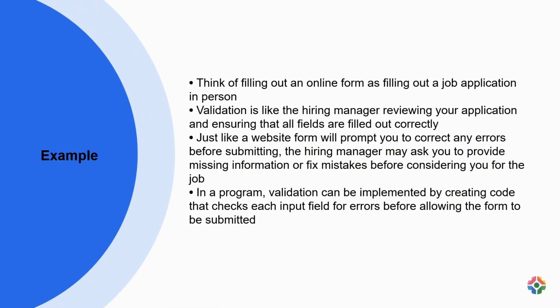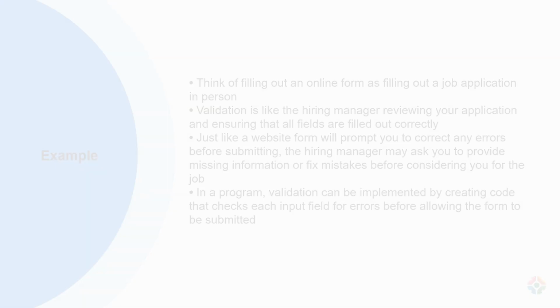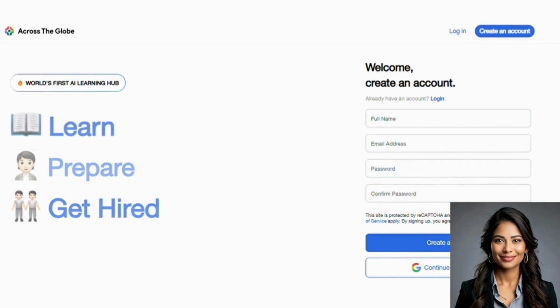Think of filling out an online form as filling out a job application in person. Validation is like the hiring manager reviewing your application and ensuring that all fields are filled out correctly. Just like a website form will prompt you to correct any errors before submitting, the hiring manager may ask you to provide missing information or fix mistakes before considering you for the job. In a program, validation can be implemented by creating code that checks each input field for errors before allowing the form to be submitted.